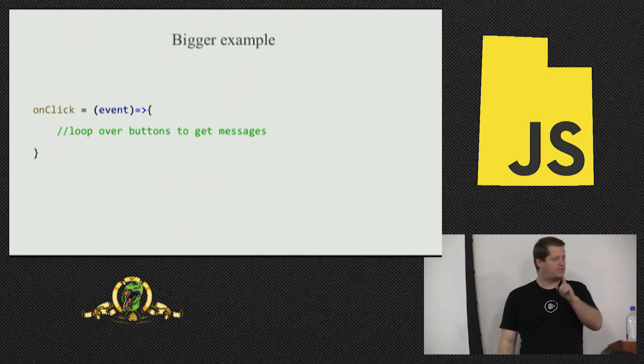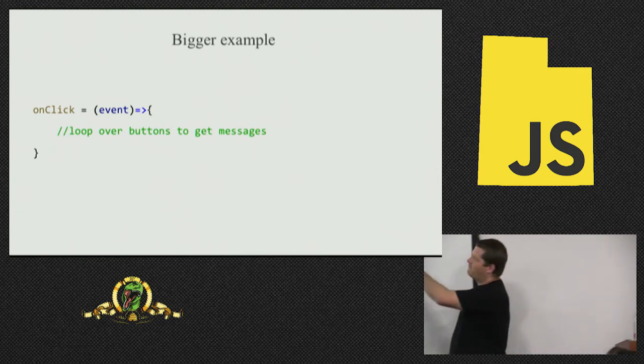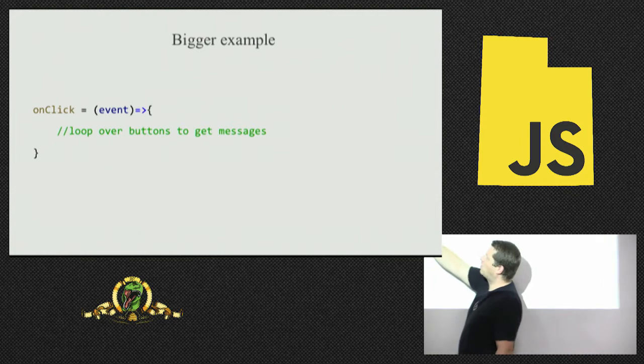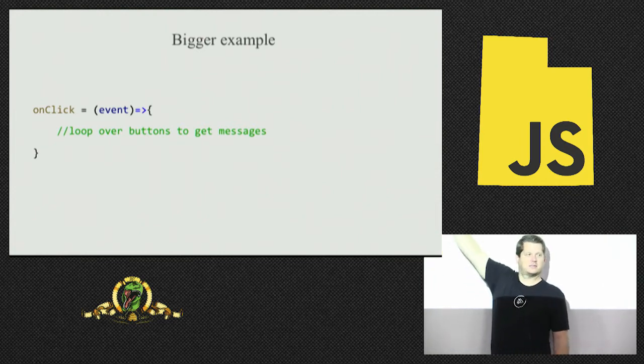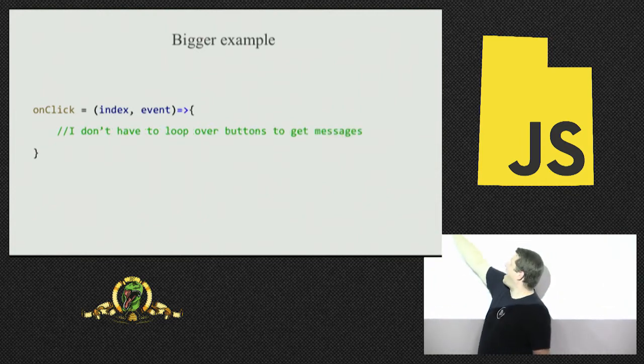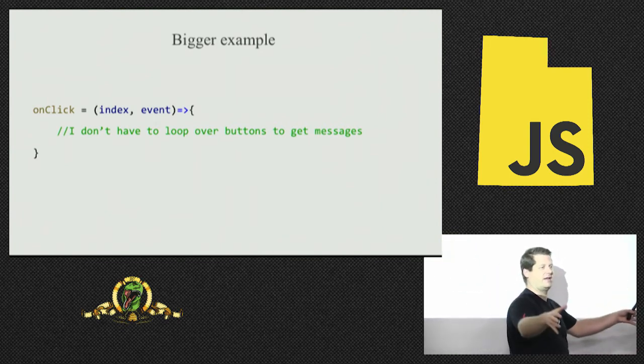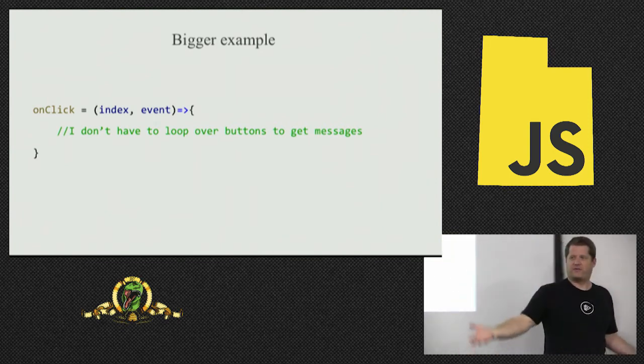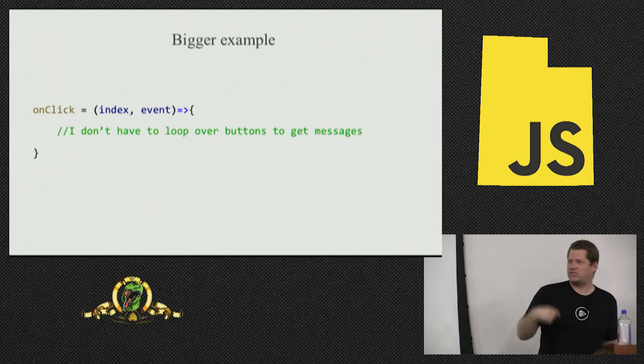It would be so much better if my onClick came equipped with my index. Right? What if I could pass the index into my onClick event? Then I don't have to loop over the buttons anymore. Now I just can go get it.